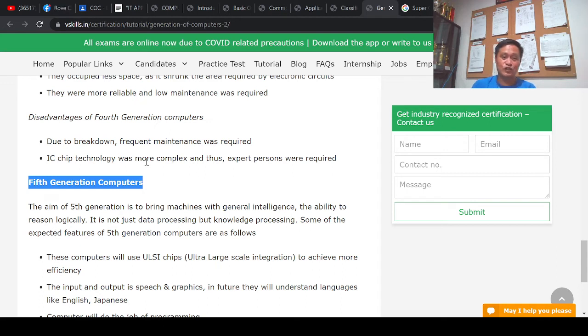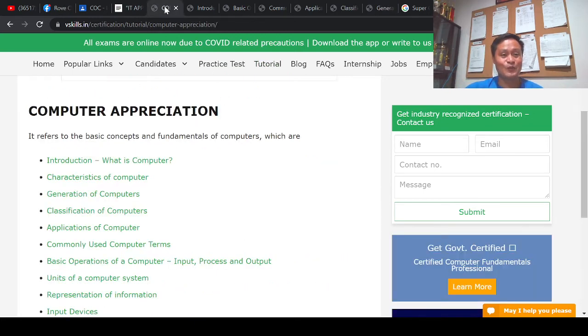Okay, so we have the first generation, vacuum tubes using diode and triode. The second generation uses transistors. The third generation, up to here, used what? Used ICs or chips. Alright, so that's it.